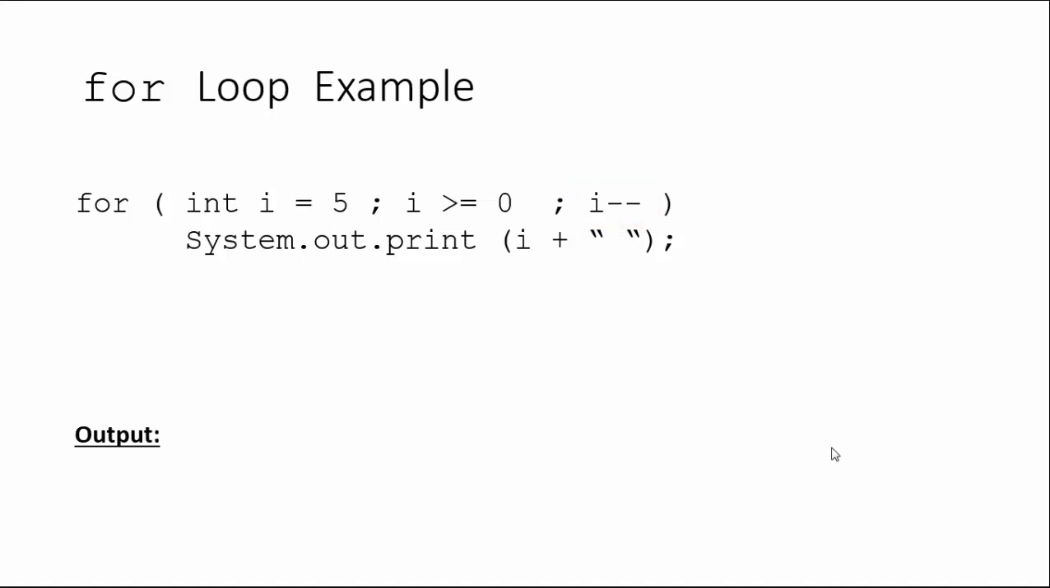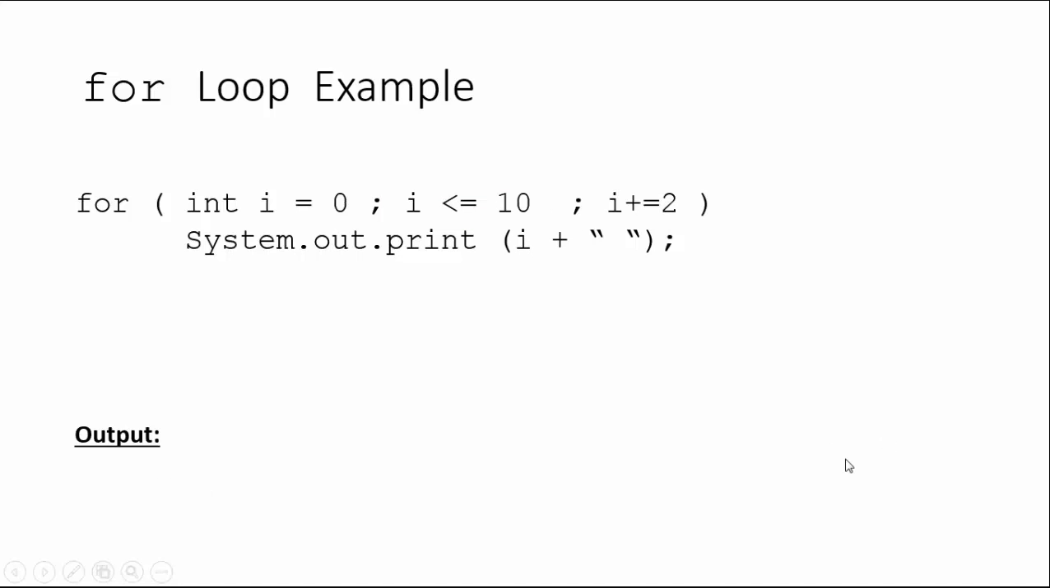So we are going to loop when i is 5, 4, 3, 2, 1, and 0, because we're looping while i is greater than or equal to 0. So that will be 6 different times. So our output will be 5, 4, 3, 2, 1, 0.